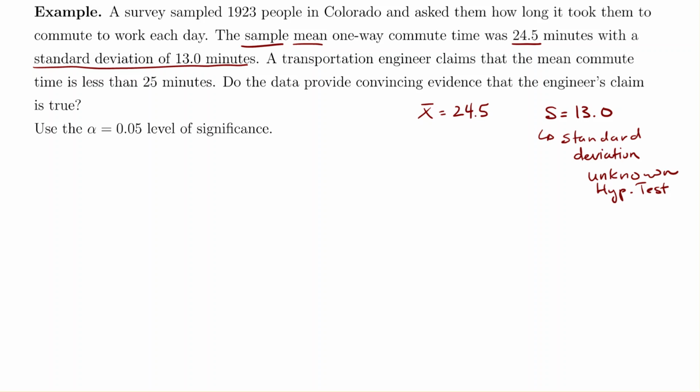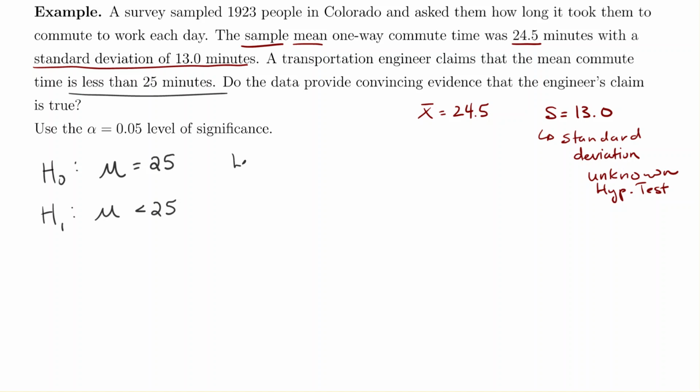So a transport engineer claims the mean commute time is actually less than 25 minutes. Does the data provide convincing evidence that the engineer's claim is true? Use the alpha equals 0.05 level of significance. So first, you always state your null hypothesis and your alternate hypothesis. Now, the thing that we want to prove is that the mean commute, mu, is less than 25. We want to show mu is less than 25. What is H naught? It's always mu equal to the value. So here we have mu equals 25.